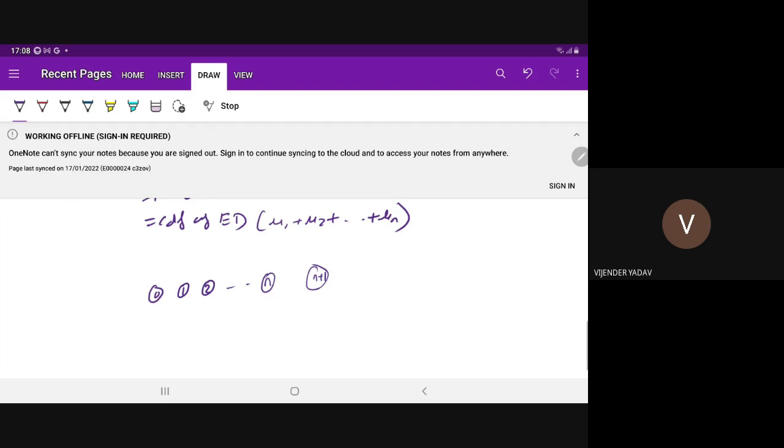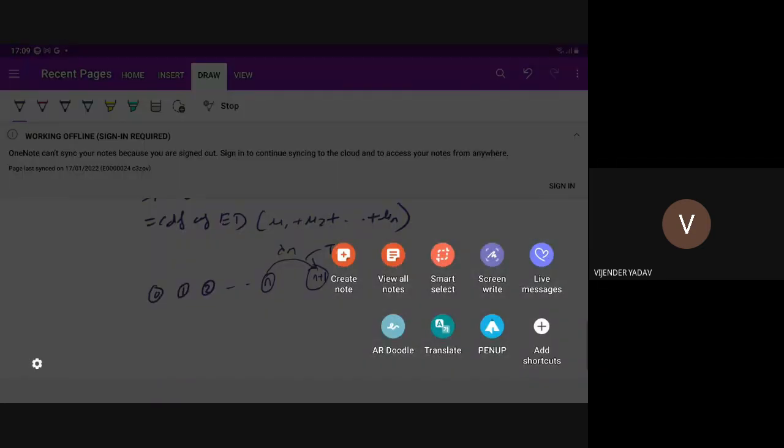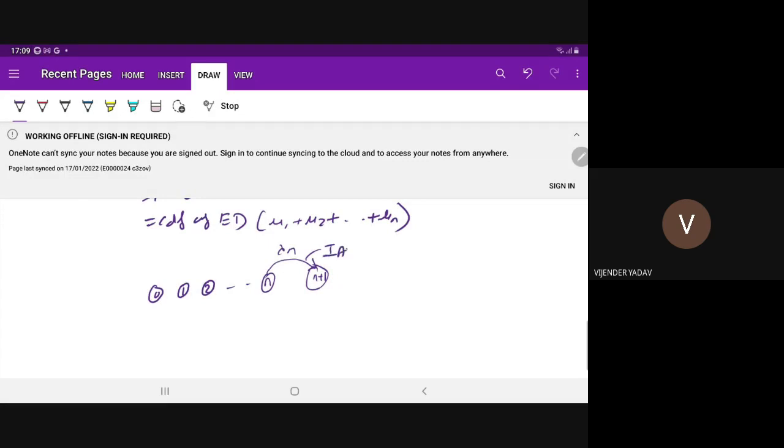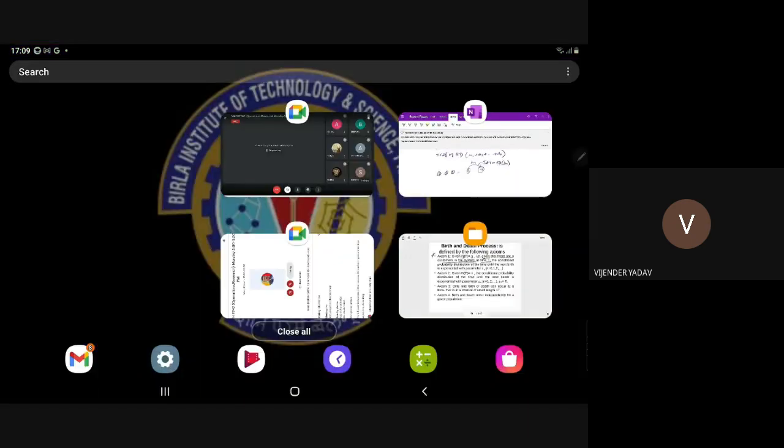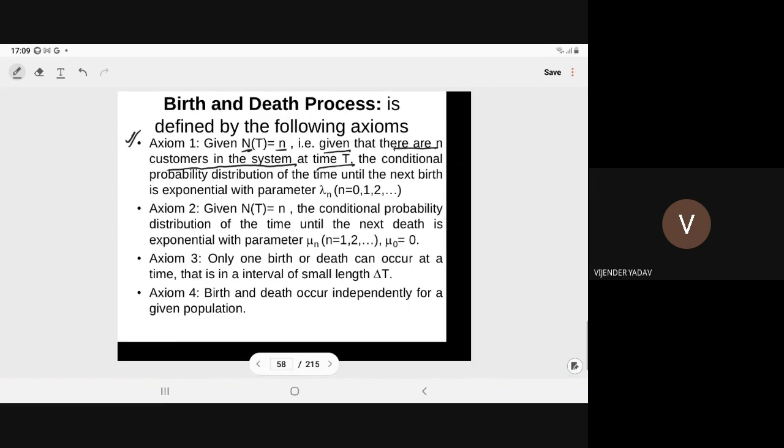It means there will be the n plus 1th customer. So the next customer will come with the rate lambda n, and the inter-arrival time follows the exponential distribution with parameter lambda n. That is axiom 1. If you feel any doubt, please open your mic and ask immediately.